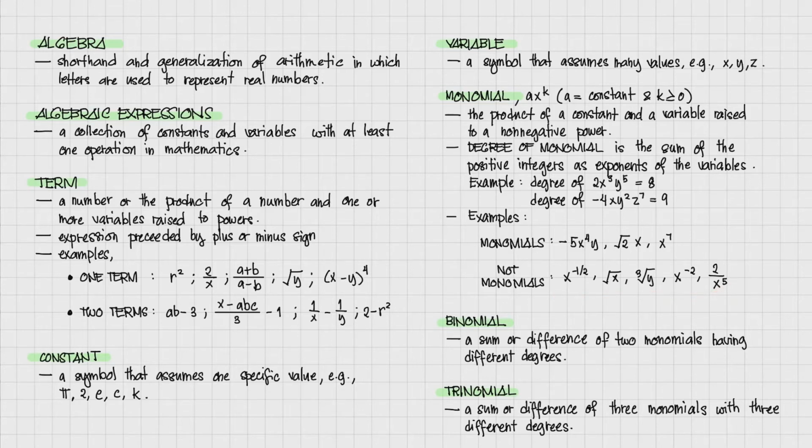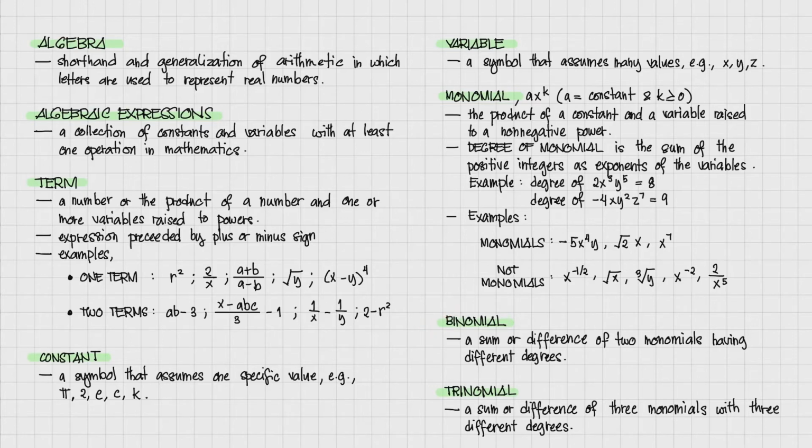So, again, let's go back to the definition of the monomial. It is the product of a constant and a variable raised to a non-negative power. So, kailangan non-negative yung ating exponents. Unlike here, you get negative 1/2, then you have your square root, cube root, negative 2. And then this one, if you bring it up, you'd get a negative exponent as well. And there you go.